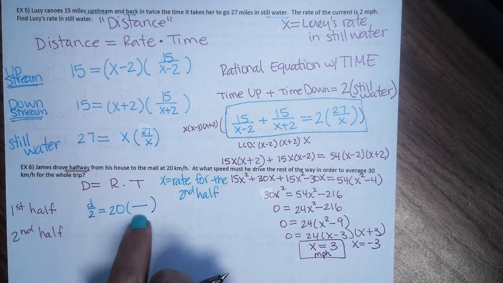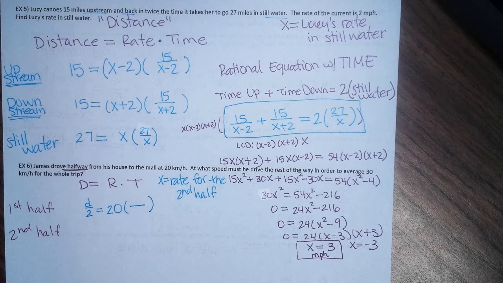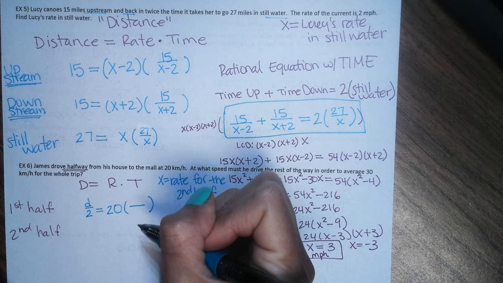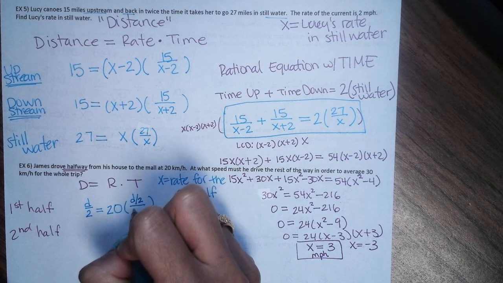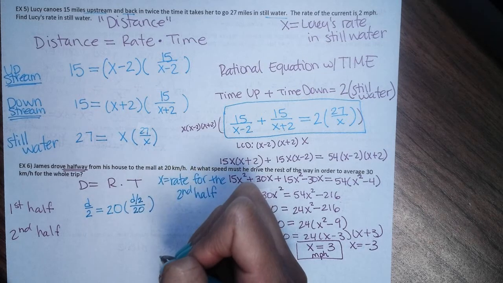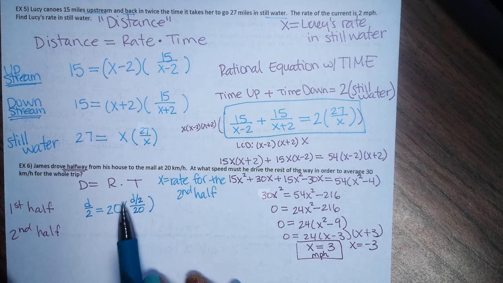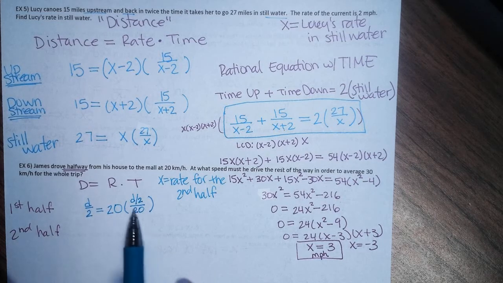Now try to figure out what this has to be so that when you multiply it by 20, it's going to give you d over 2. So the time is going to have to be d over 2 over 20, because if you multiply that by 20, you end up getting d over 2. I will simplify that better, but for now that's how you can express it.